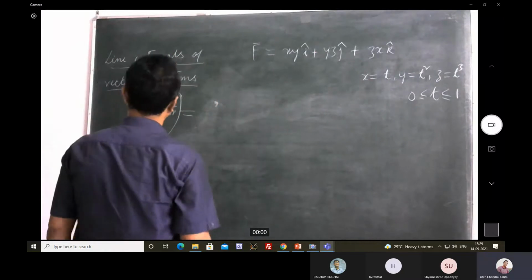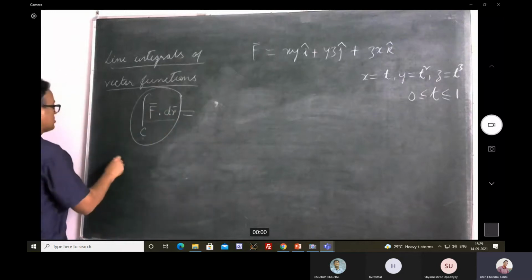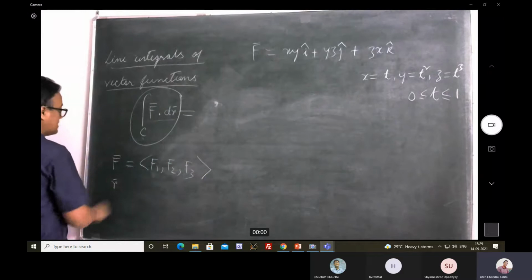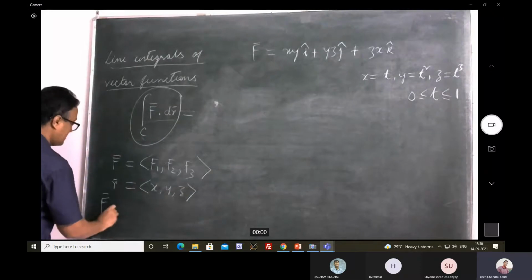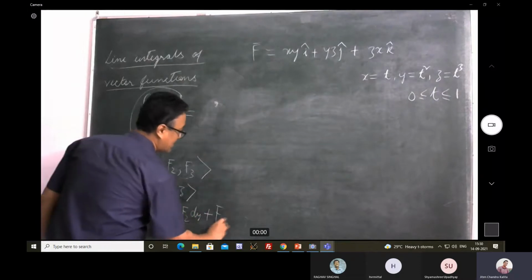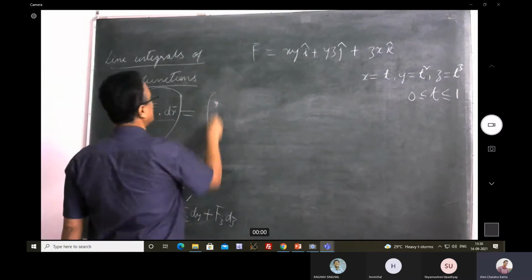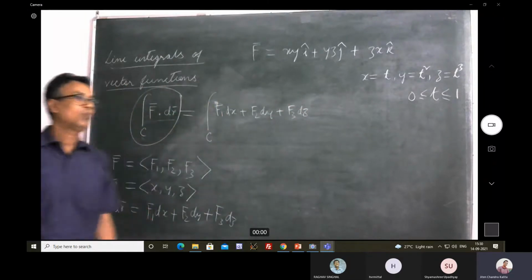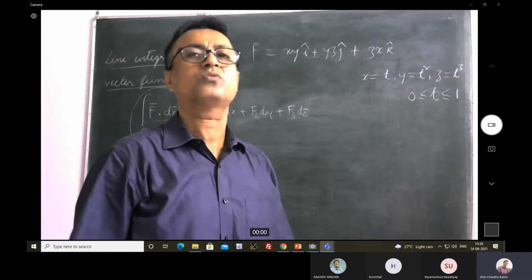So if you recall, let me tell you another thing. Suppose F is something like F1, F2, F3, and r is given by this vector, x y z. Then F dot dr is simply going to be F1 dx plus F2 dy plus F3 dz. So if you wish, we can write this in this form also: the integral over C of F1 dx plus F2 dy plus F3 dz. Earlier we already did line integrals with respect to x and y, so we can do line integrals with respect to z also, right?